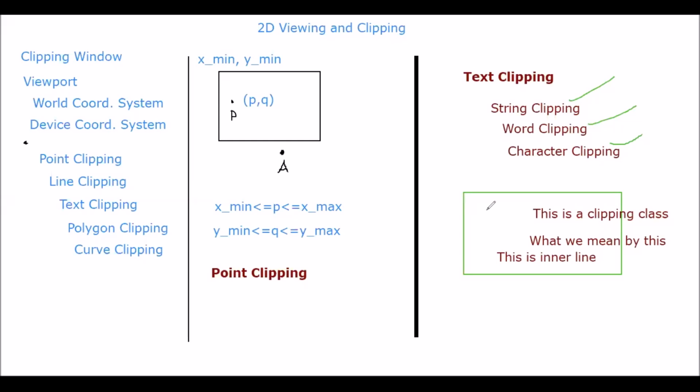What we have talked about today is two-dimensional viewing and clipping. In two-dimensional viewing, the purpose is to convert the world coordinate system onto the device coordinate system. And then there is clipping. Clipping is to clip the unnecessary portion, and it has different types: point clipping, line clipping, text clipping, polygon clipping, and curve clipping. We discussed three types of clipping: point, line, and text. And line clipping has a very popular algorithm, the Cohen-Sutherland algorithm, that we are going to talk about in our next lecture.